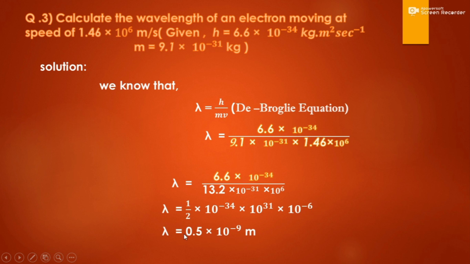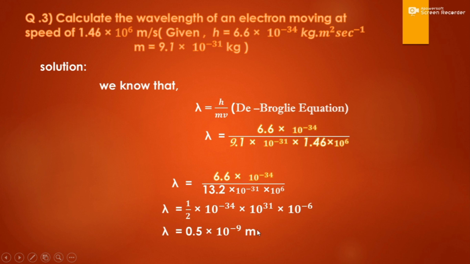Then 10 raised to minus 34 into 10 raised to plus 31, minus 34 plus 31, becomes minus 3. 10 raised to minus 3 into 10 raised to minus 6, minus 3 minus 6, becomes minus 9. So lambda is equal to 1 by 2, which is 0.5, into 10 raised to minus 9 meter. It is the wavelength of that electron.